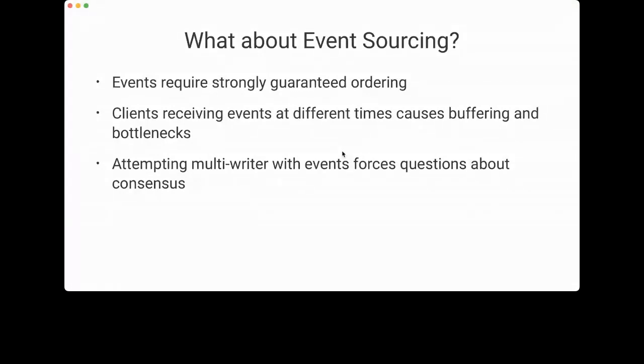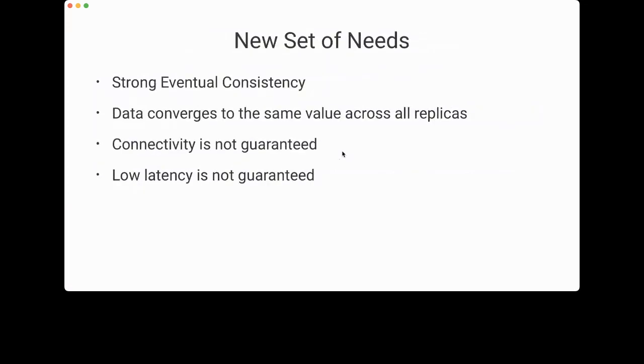And so attempting a multi-writer system with events really forces questions about consensus and getting those values back at the end. So we're really looking at a new set of needs here. We're looking at what's called strong eventual consistency.